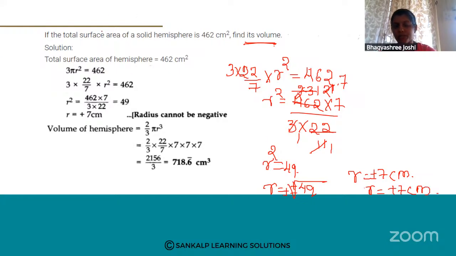Now, what we want? We want volume. So volume of the hemisphere. So what is the formula to calculate volume of the hemisphere? That is 2 by 3 pi r cube, right? 2 by 3 into pi value is 22 divided by 7 into r value is 7 into 7 into 7. This 7 and 7 will get cancelled. 22 into 2 is 44. 44 into 49, that is divided by 3 is 718.6 centimeter cube. Okay. This is the answer.